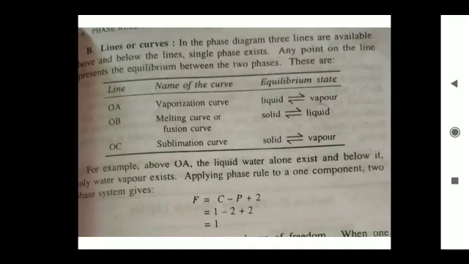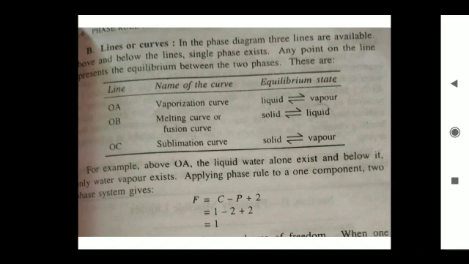Next, lines and curves. In this phase diagram, there are three lines available: OA, OB and OC. Above and below the lines, one phase can exist. At the line, two phases exist.